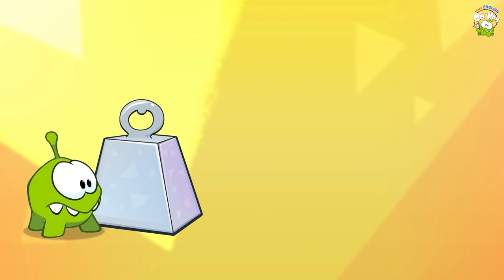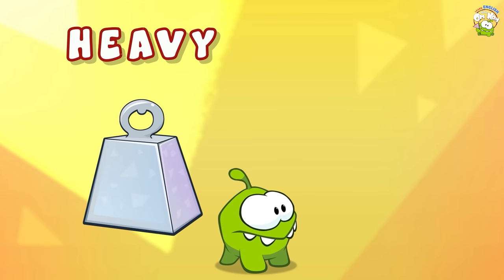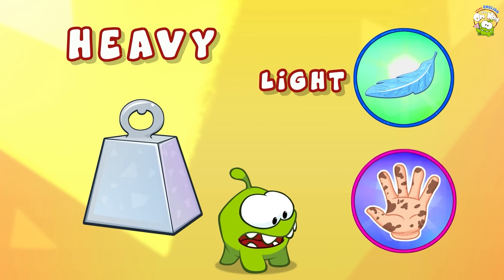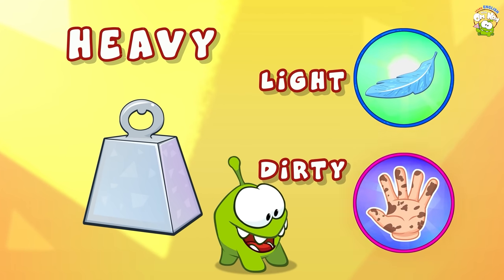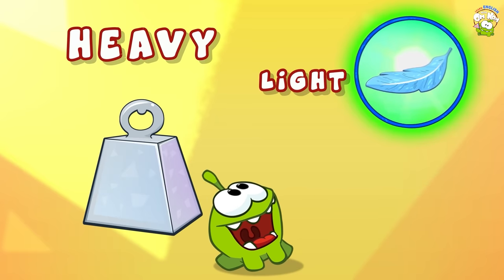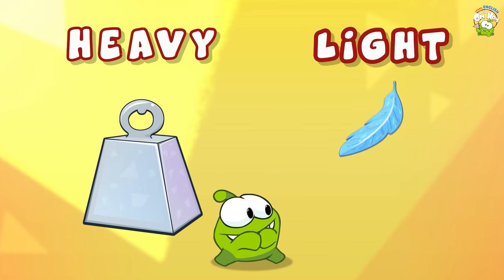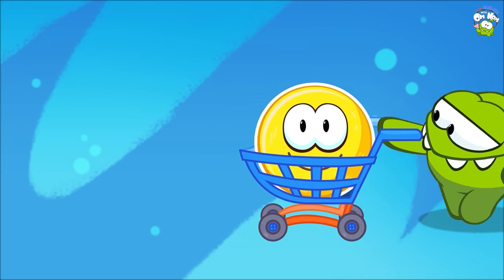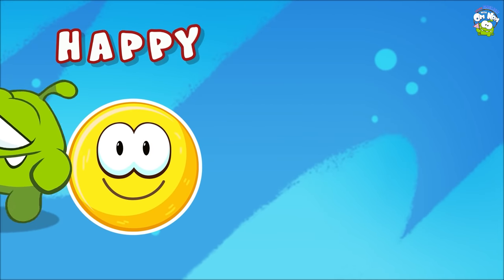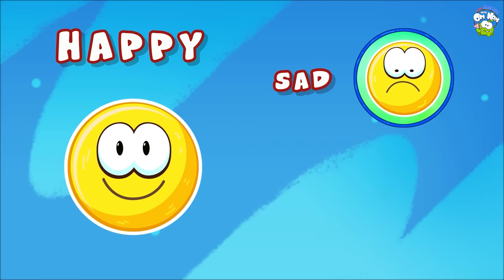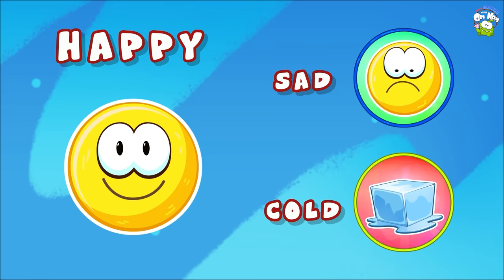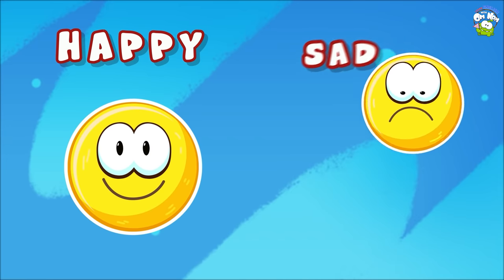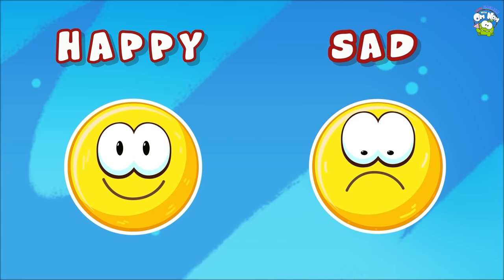Ooh, this is a very heavy weight. What's the opposite of heavy? Is it light or is it dirty? Light or dirty? It's light. Light is the opposite of heavy. Yay! Happy! What is the opposite of happy? Is it sad or cold? Sad! That's right! Sad is the opposite of happy.